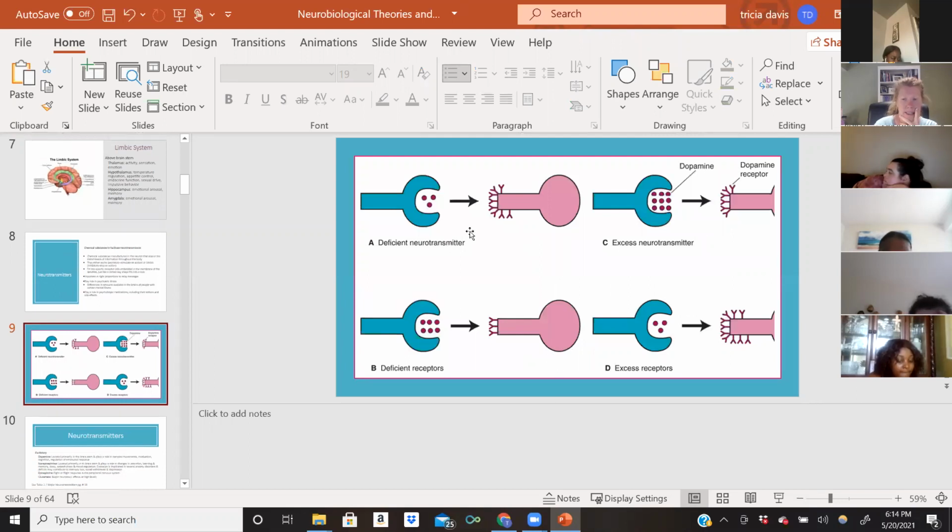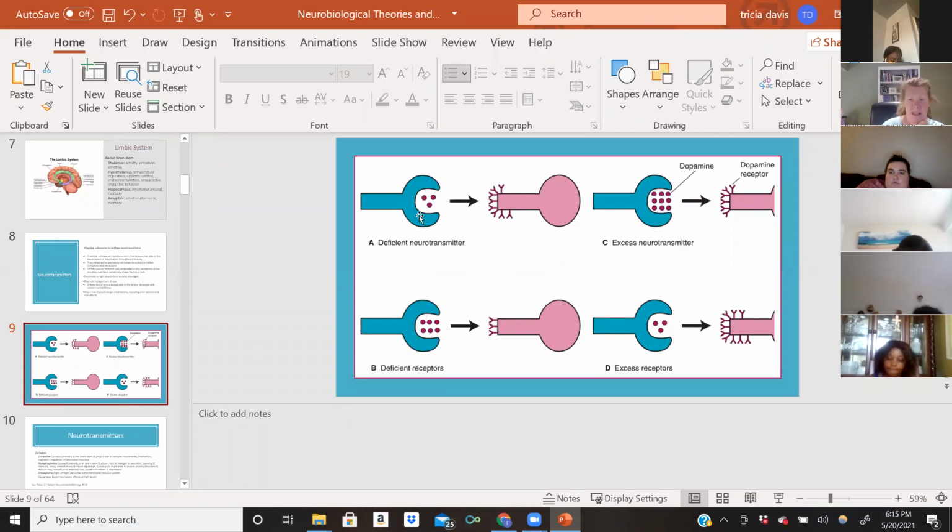So this is a good picture of dopamine and the dopamine receptor and how they all fit like a lock and key. So this is a deficient neurotransmitter here. You can see on the end of this pink one here, you have all these little pieces coming off. 1, 2, 3, 4, 5, 6, 7, 8 little pieces coming off.